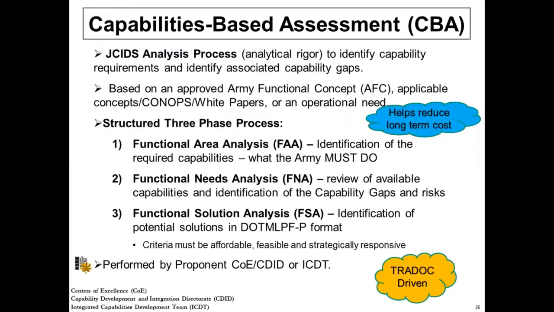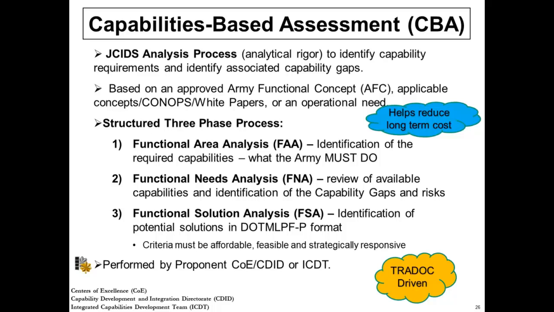All right, so we briefly talked about the capabilities-based assessment. This is what the Capability Development Directorate in ARCIC assigns down to the Center of Excellence to work those approved requirements. So you've got the three areas there, the FAA, the functional area analysis, so identification of the required capability. What is it the Army must do? What is it the strategic documents are saying we need to do? What is the capability that is required?